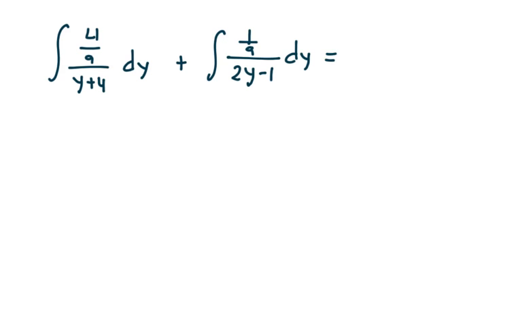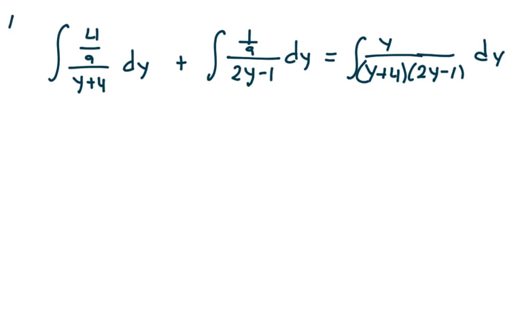And by the way, this is equal to, here, I'm going to say it this way. So this is equal to the integral of y over y plus 4 times 2y minus 1 dy. Okay? So let's note that.